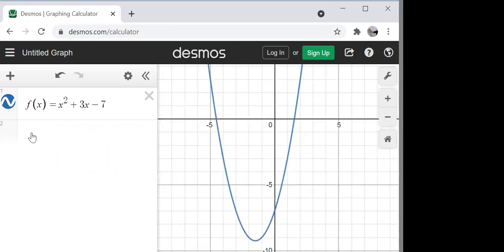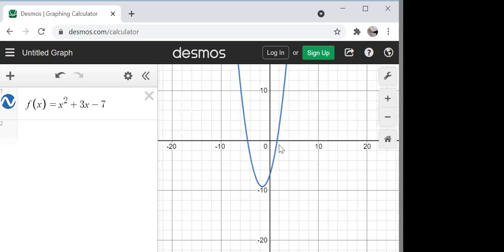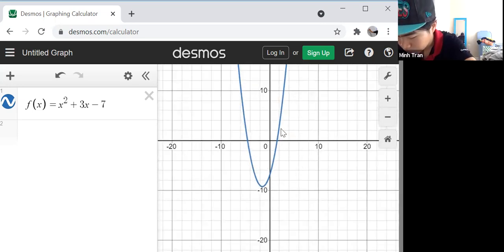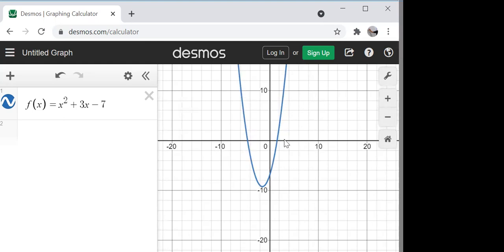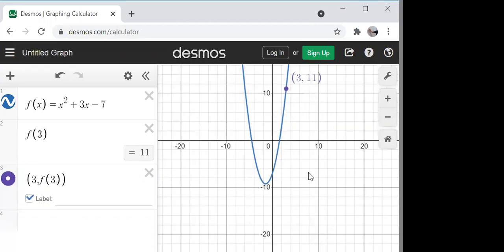And we look for the limit as x approaches 3 from the left, the 3 negative. Where is the value 3? The value 3 is right here. I'm going to say value 3. Okay, and the answer we got is 11. So I'm going to type in here the function at 3, we got 11. So the ordered pair, we got 3 comma f at 3. So label. So that's the ordered pair on the graph.